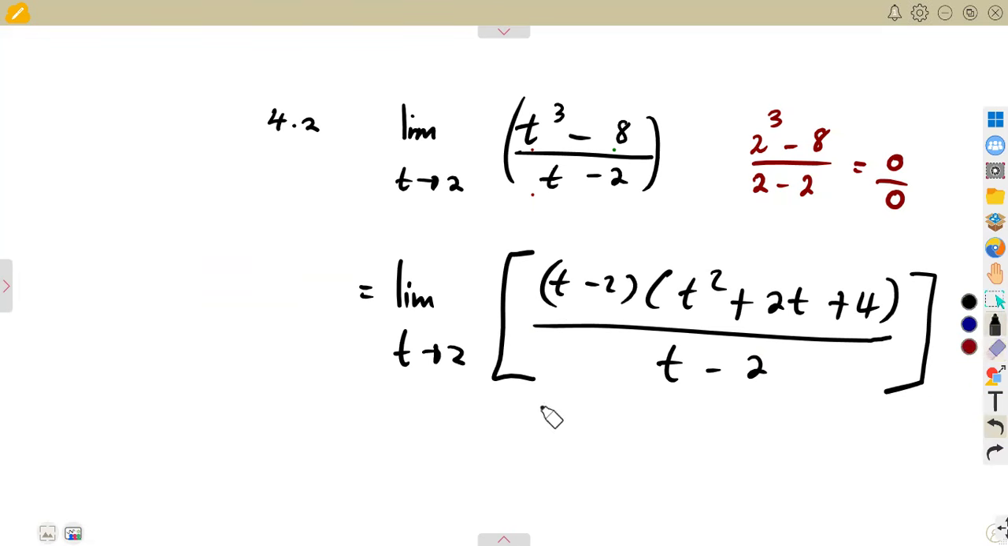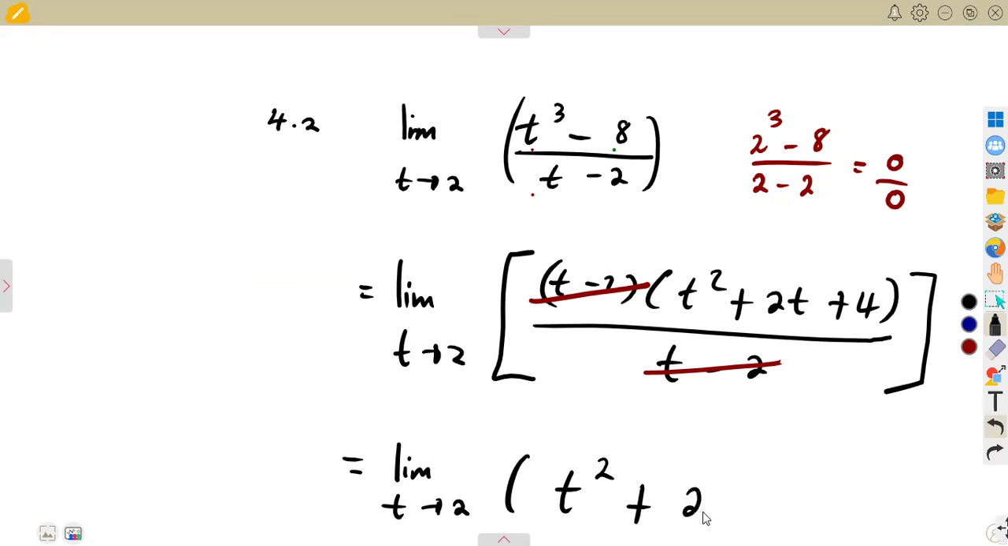With the limits that we are given, if we are to substitute here, we are going to have the same thing unless we get rid of the t minus 2. As we can see, it is the same as the t minus 2 in the numerator. So these two can cancel. And you are remaining with the limit as t is approaching 2 of t squared plus 2t plus 4. That is what we have.